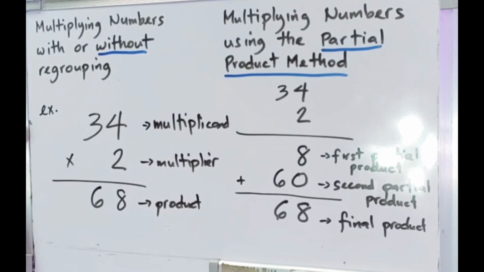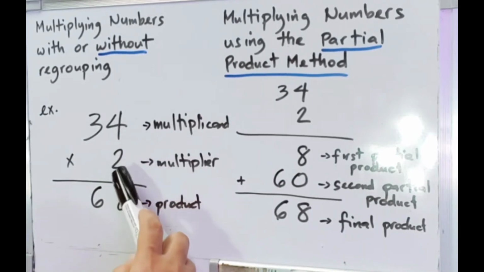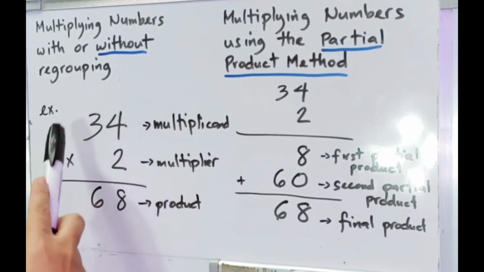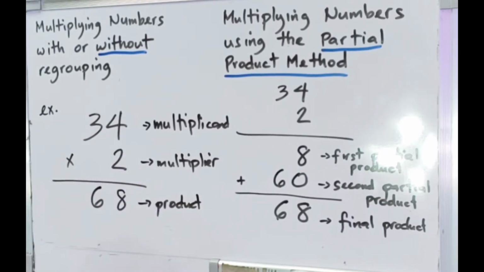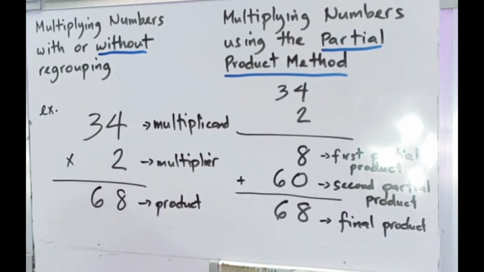Okay, so 34 times 2 is 68. So how do we do this if we just multiply without regrouping? You just multiply this digit by each digit of the given multiplicand. So we have 2 times 4, that's 8, and 2 times 3, 6, and so we have 68. So that's the answer to this problem.